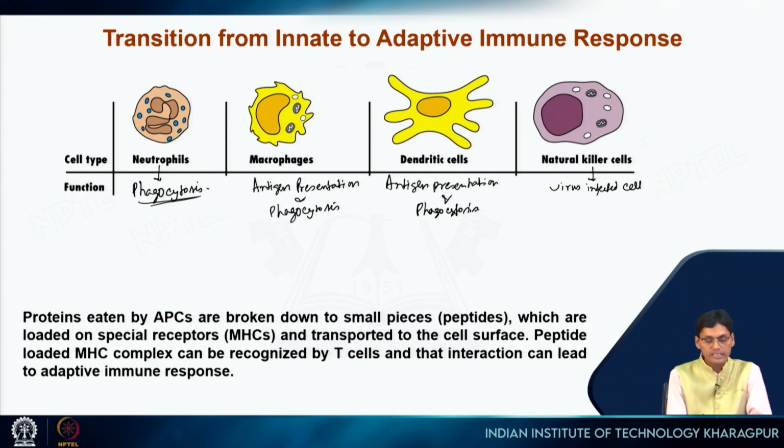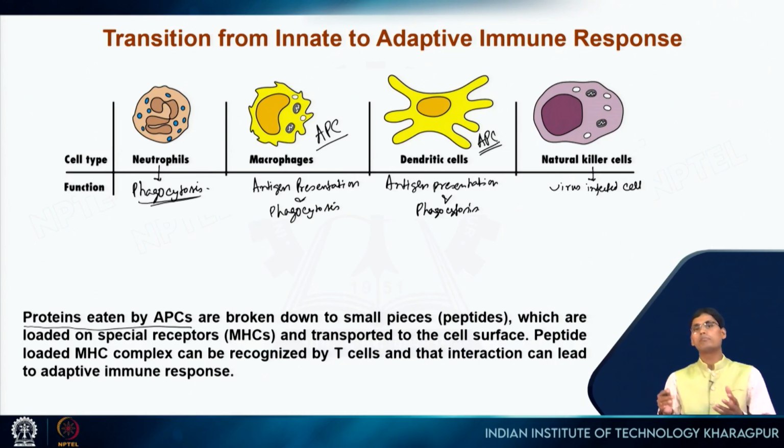So here, if you see, I mentioned proteins eaten by APC. APC means antigen presenting cell. So I can say macrophage is one APC. Dendritic cells are also APC, antigen presenting cells. Okay. So proteins eaten by APC, how are they eating the protein? Basically, they are engulfing, phagocytosing those microbes, and they are breaking down those microbes into small pieces.